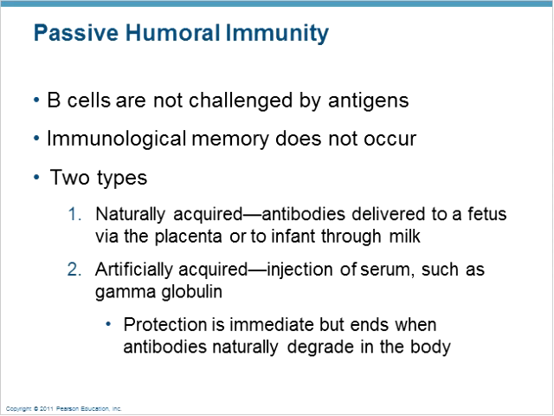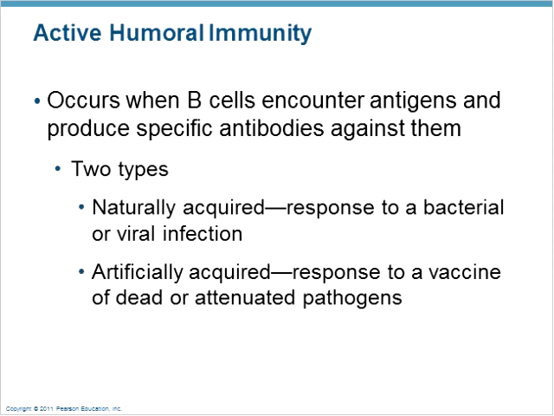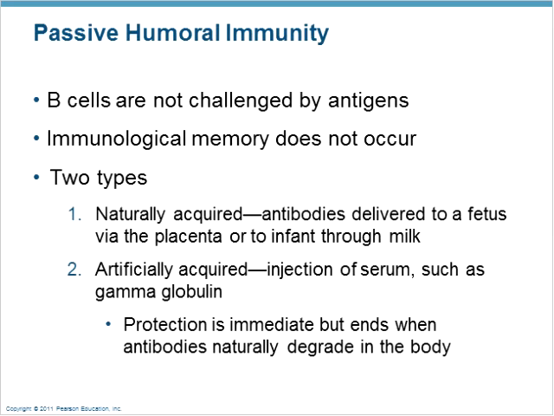Then we have passive humoral immunity. We talked about active humoral immunity before. We talked about that being a B cell response. We talked about naturally acquired, artificially acquired, and passive immunity can be naturally or artificially acquired also. Same thing runs here. Passive immunity means antibodies got into your body, but you did not create your own.